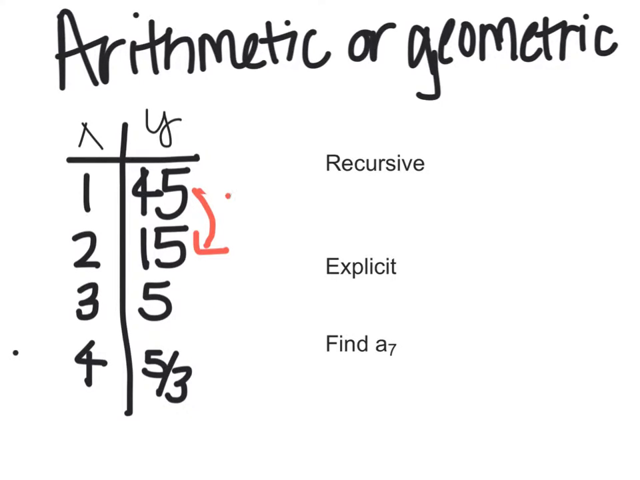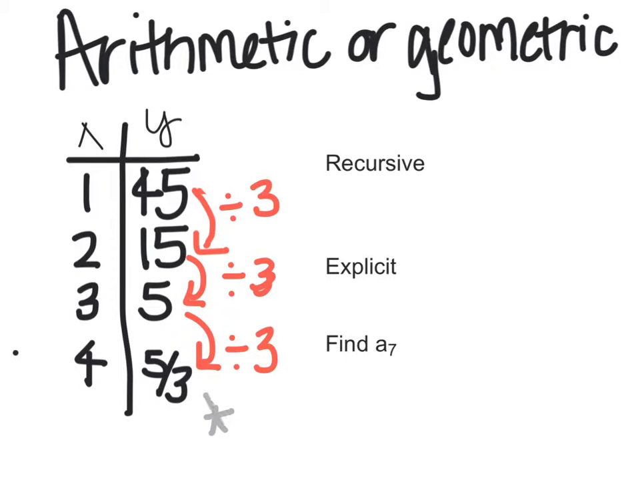But if we divide 45 by 3, we actually get 15, and if we divide 15 by 3, we also get 5, and if we divide 5 by 3, we also get 5/3. So our pattern here is that we're dividing by 3, or dividing by 3 is the same thing as multiplying by 1/3. So our pattern is really that we're multiplying everything by 1/3. So that makes it a geometric sequence because I'm multiplying.